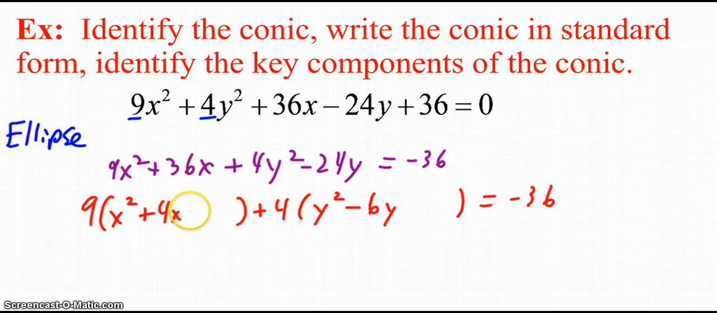Now we will complete the square. Half of 4 is 2, 2 squared is 4. Half of 6 is 3, 3 squared is 9.